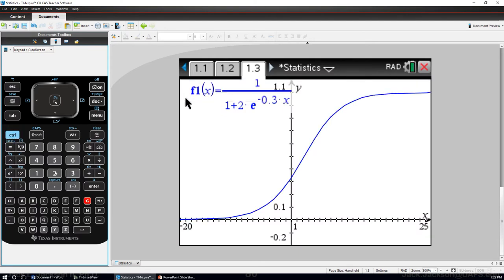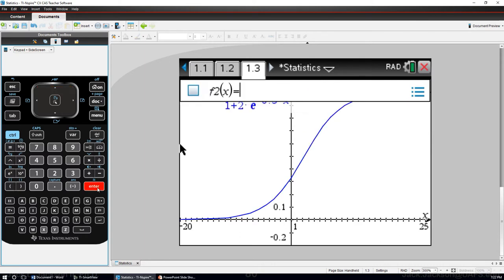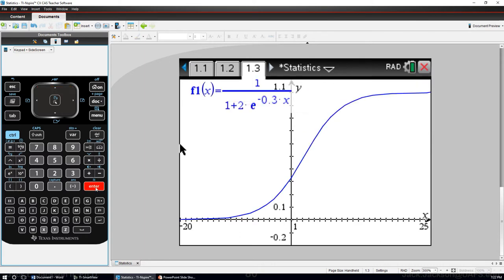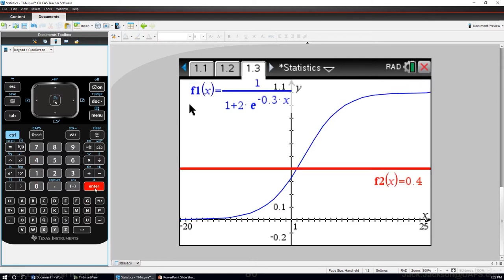Control G hides or shows the place where we put in functions. So we put that in there and we type in our formula right there, and we can graph it. Now we can also do this exactly like the last one. We can do Control G, put in our cumulative probability, which is 0.4, which will graph a horizontal line.